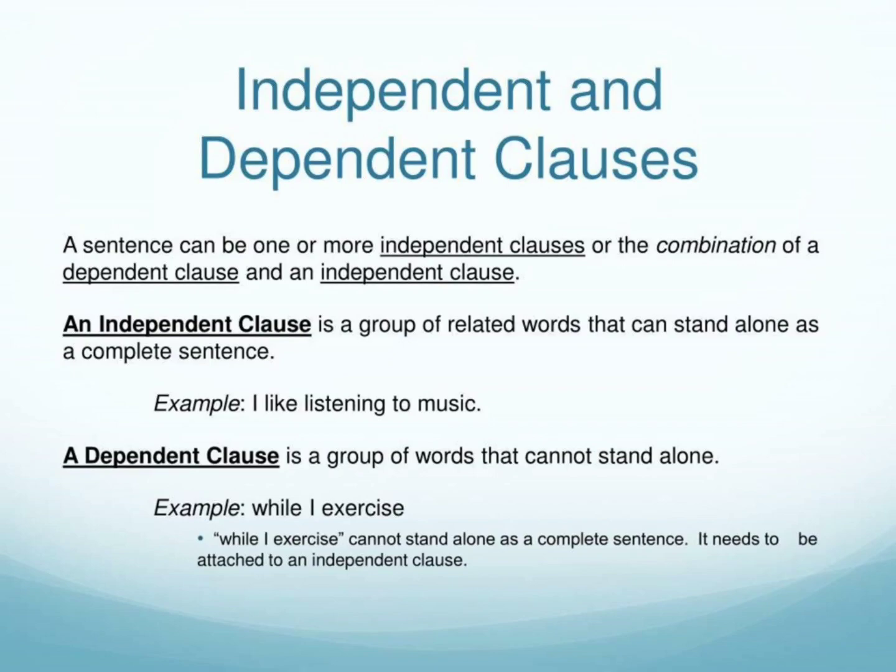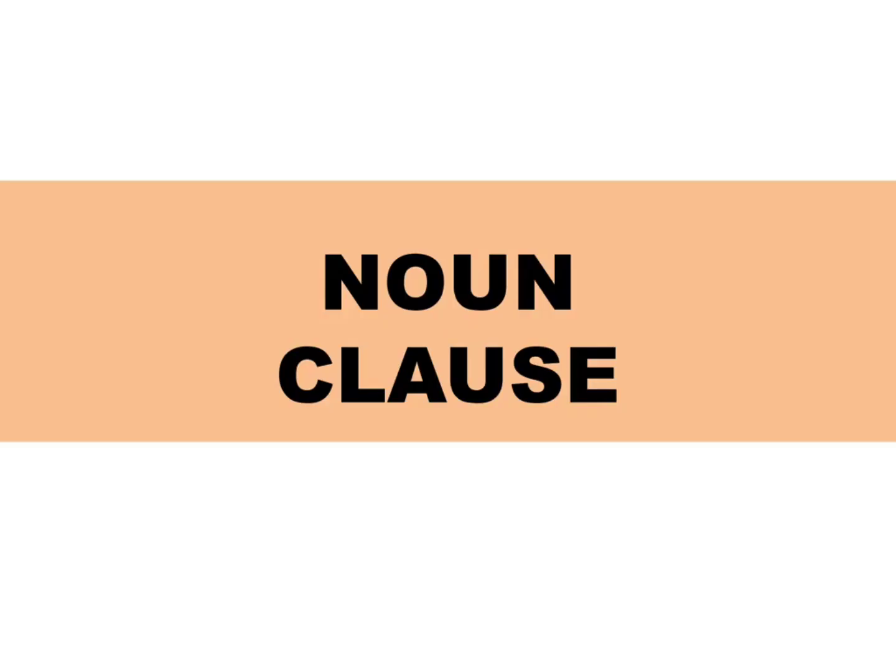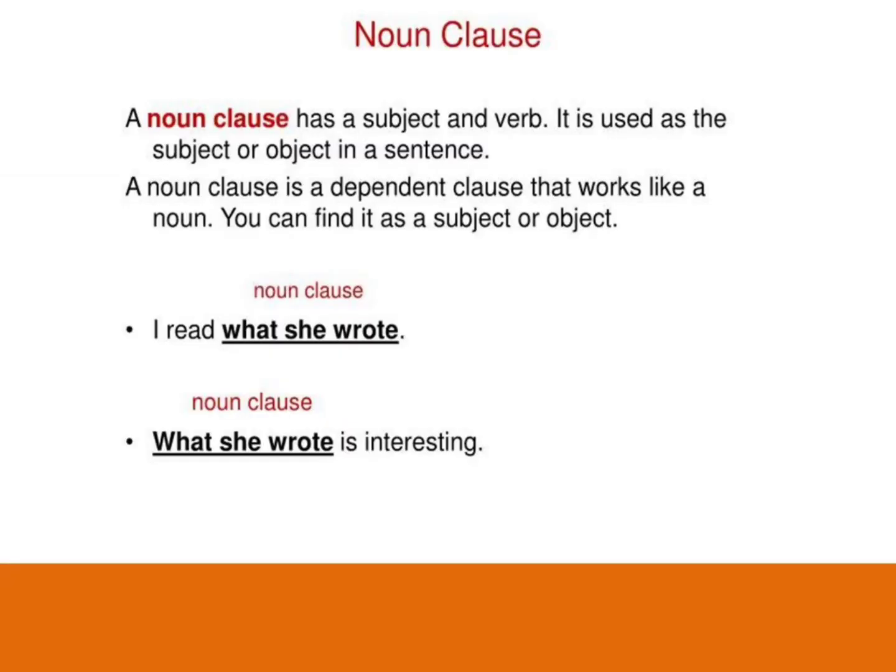Okay, after discussing clause, we will enter our main discussion, namely noun clause and adjective clause. I will start from the noun clause first. Noun clause has a subject and verb. It is used as the subject or object in a sentence. Noun clause is a dependent clause that works like a noun. You can find it as a subject or object. For example here, I read what she wrote.